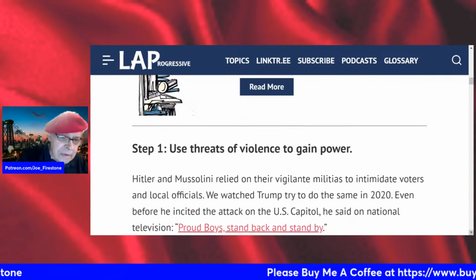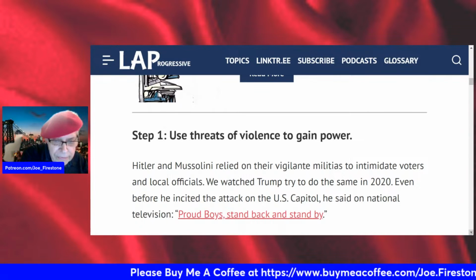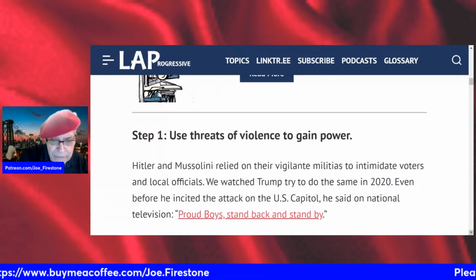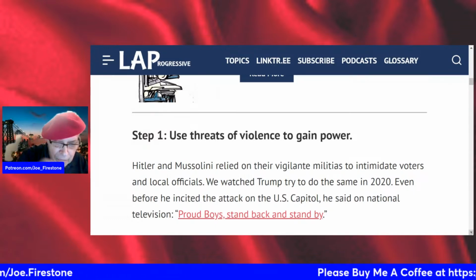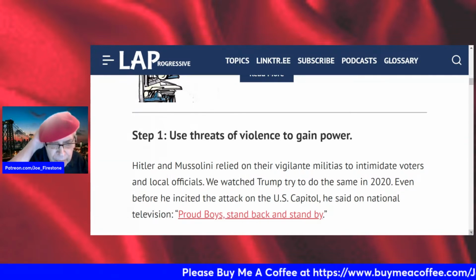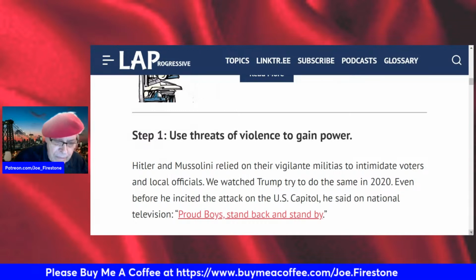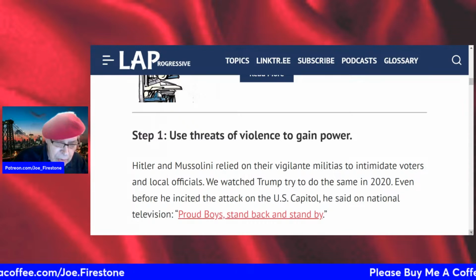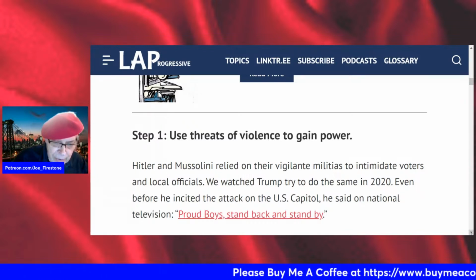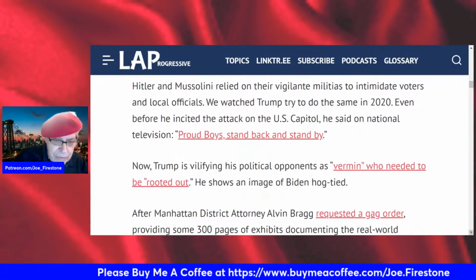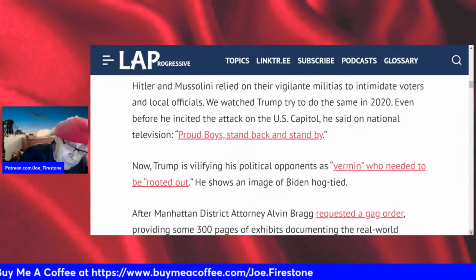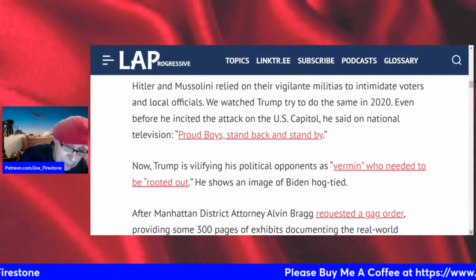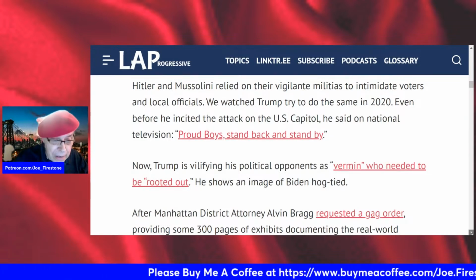Here they are. Step 1, use threats of violence to gain power. Hitler and Mussolini relied on their vigilante militias to intimidate voters and local officials. We watched Trump try to do the same in 2020, even before he incited the attack on the U.S. Capitol. He said on national television, quote, "Proud Boys, stand back and stand by," unquote. Now Trump is vilifying his political opponents as, quote, vermin, unquote, who needed to be, quote, rooted out, unquote. He shows an image of Biden hog-tied.